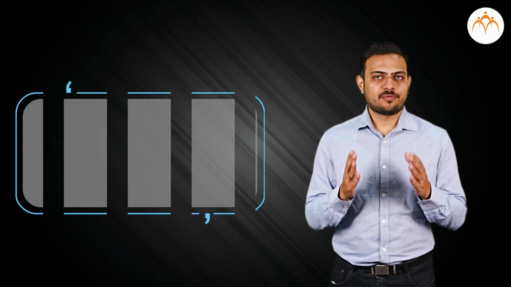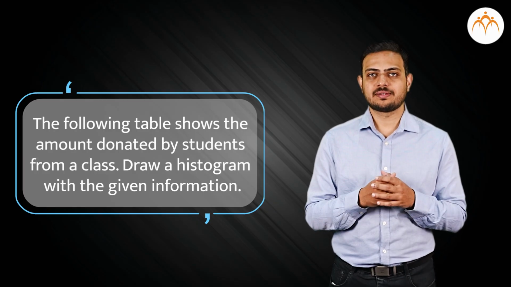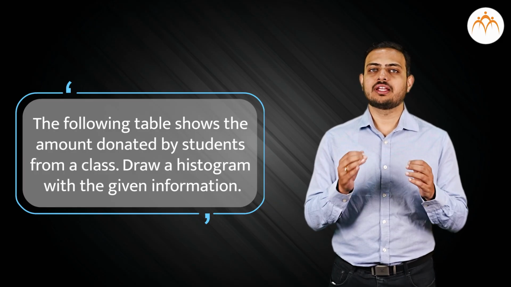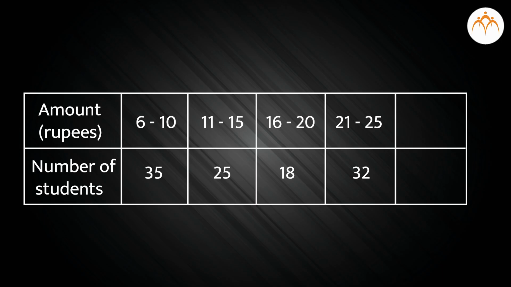Example. The following table shows the amount donated by students from a class. Draw a histogram with the given information. Amount in rupees, number of students. 6 to 10 rupees, 35 students. 11 to 15 rupees, 25 students. 16 to 20 rupees, 18 students. 21 to 25 rupees, 32 students. 26 to 30 rupees, 45 students.